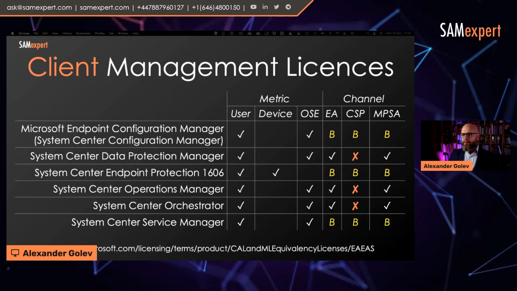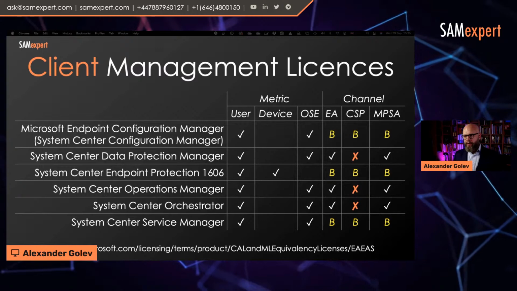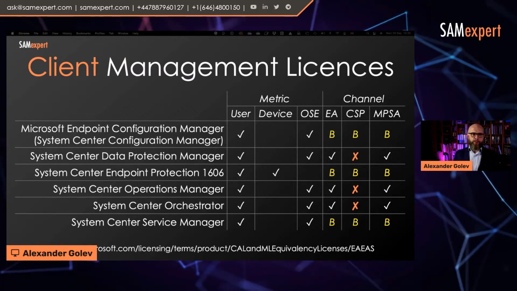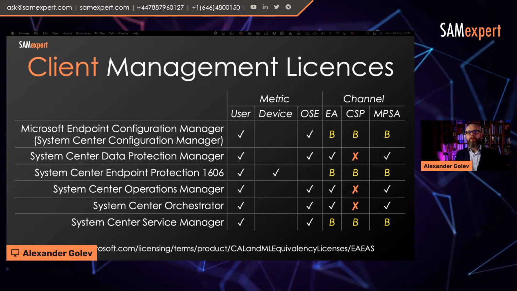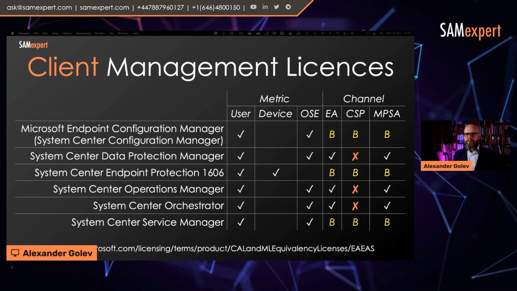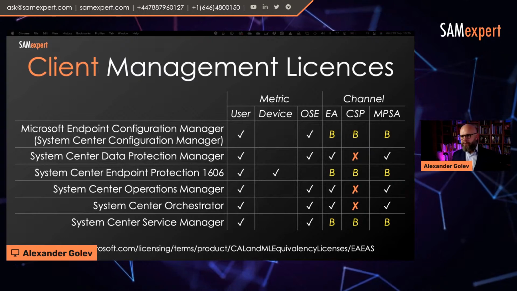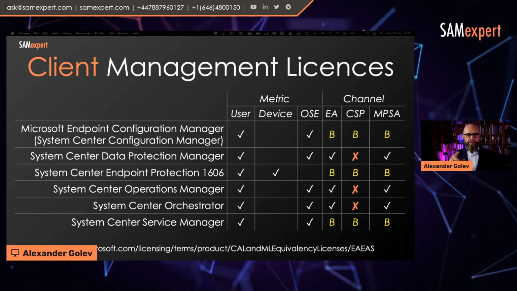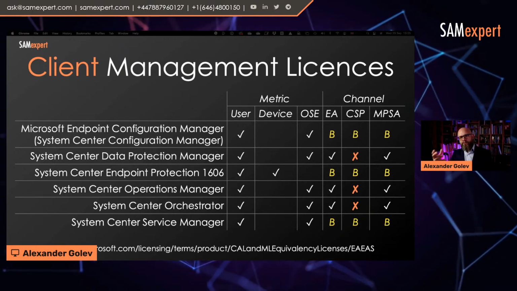Although some of the standalone client management licenses are not available in some channels by themselves, they are bundled with other software. So there are some indirect ways of acquiring the same license. Say in CSP, System Center Endpoint Protection 1606, very old version, but anyway, in CSP you can't just buy it. You can't just go buy this license. But if you buy EMS, I think it's EMS, I have a slide about it, then it includes that right.